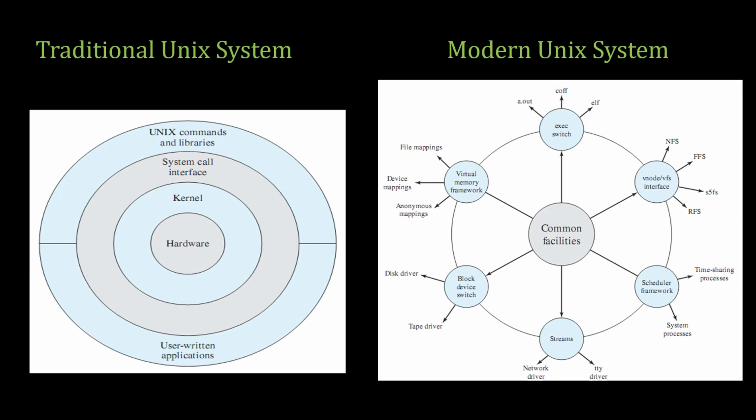Here you can see a picture on the left hand side and a right hand side. On the left hand side you can see Unix architecture. The architecture of Unix is actually divided into 4 layers: hardware, kernel, system call interface, and application programs or libraries.